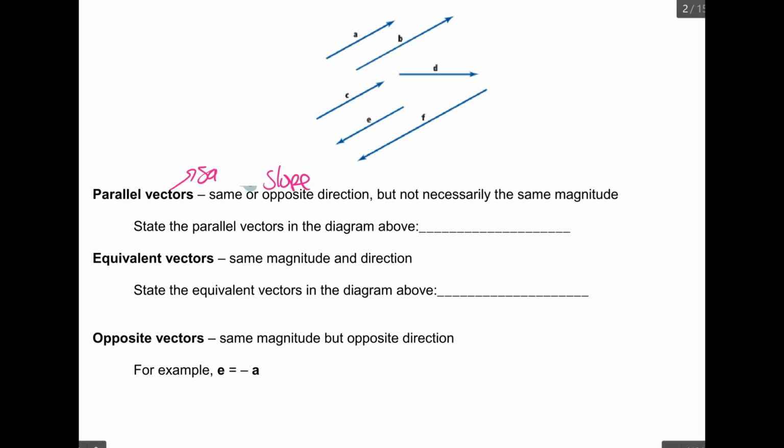Okay, so which ones are parallel? Do we know? A, B, C, D, and then usually going in different directions. A is parallel to B. You write the line. A is parallel to B, which is parallel to C, parallel to E, and then E and F. They're all going the same direction. Oh, yeah. They're all parallel to each other because they don't necessarily have the same magnitude.